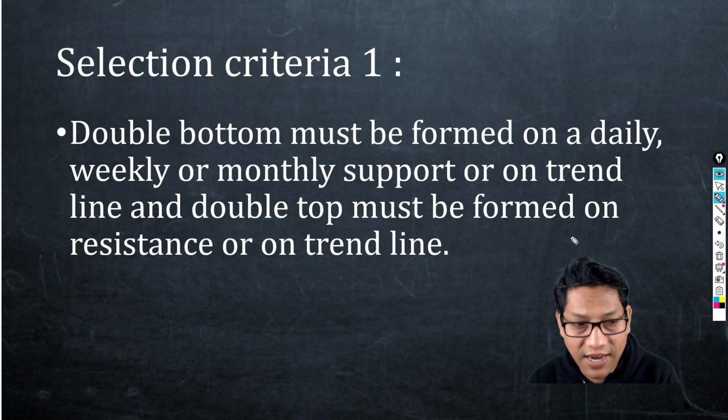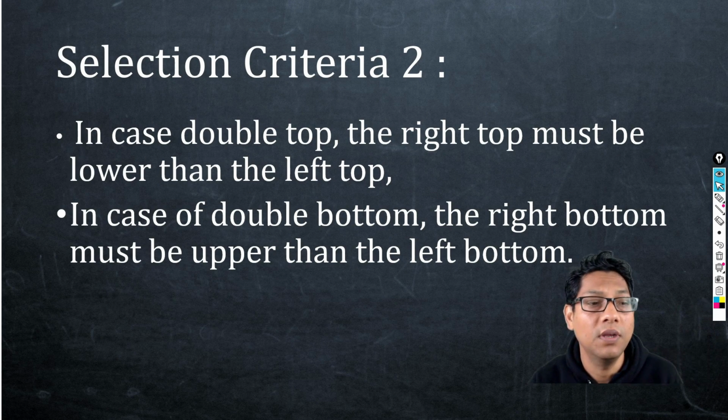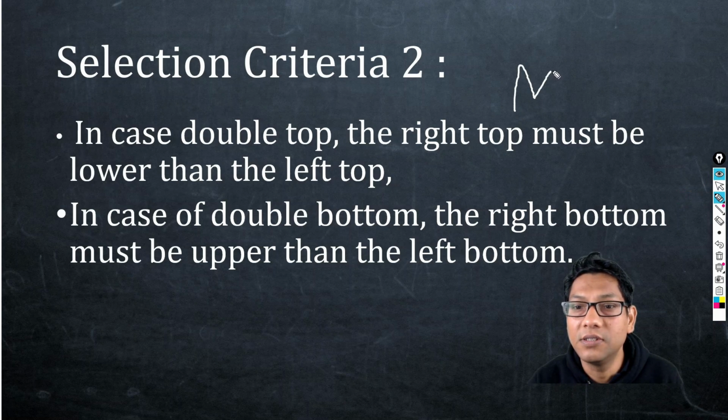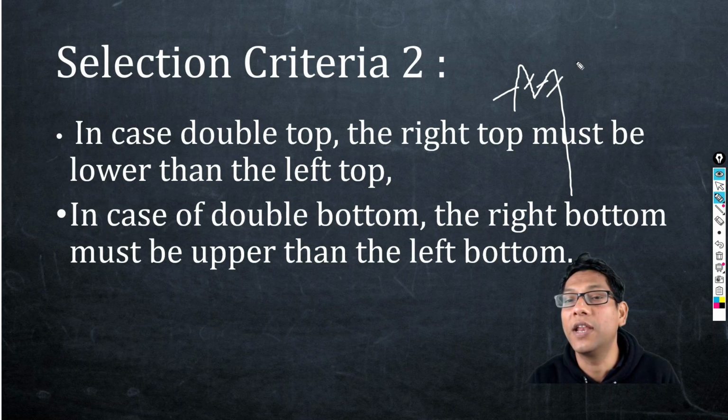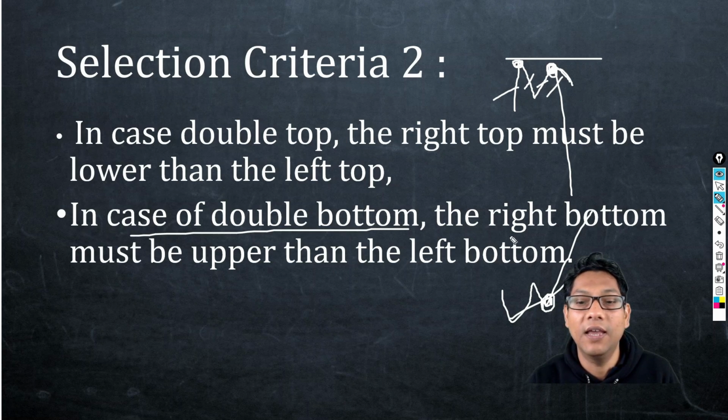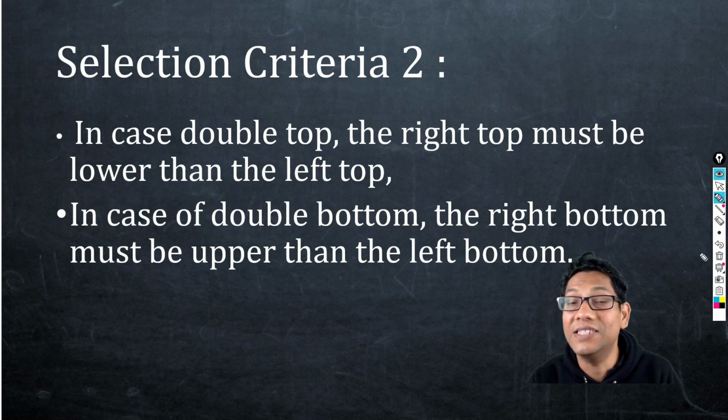So what is the next criteria? Okay, so the selection criteria 2. In case of a double top, the right top must be lower than the left top. So what does it mean? Say for example, if you see a double top like this, so this is one candle, one candle, one candle, so this is maybe 4 candles or maybe 2, whatever. So this top must be lower than this one, so it has to be a little bit lower if it is a top. If it is a double bottom, then the right bottom must be higher than the left bottom. So this is the second criteria.